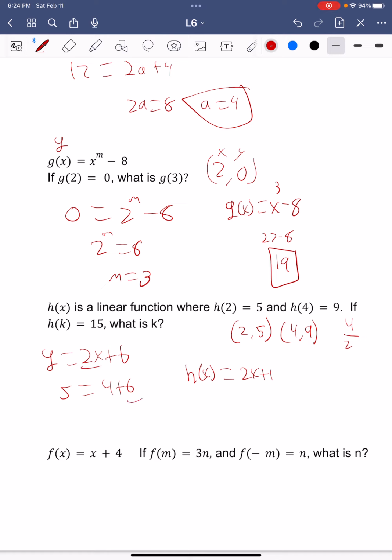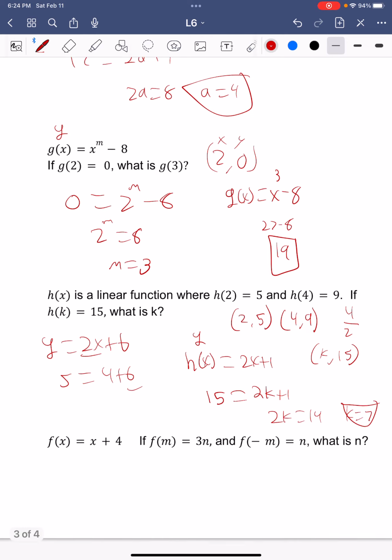So we want to find h of k. We want to find k when h of k is 15. So we know that the point (k, 15) lies on this graph. That means we could plug in, since h of x is y, 15 for h of x and k for x. So 2k plus 1 equals 15, 2k equals 14, and k equals 7.